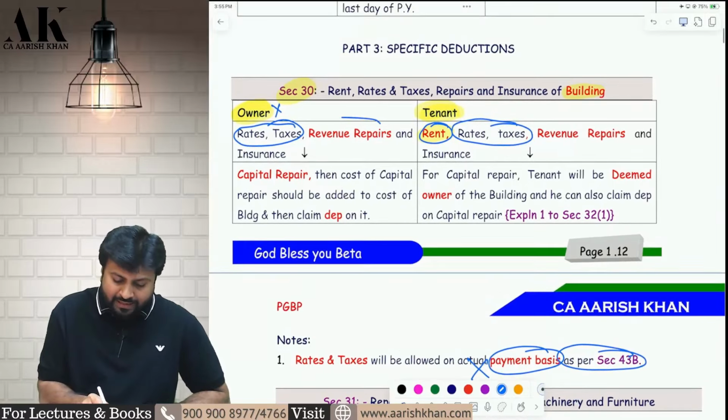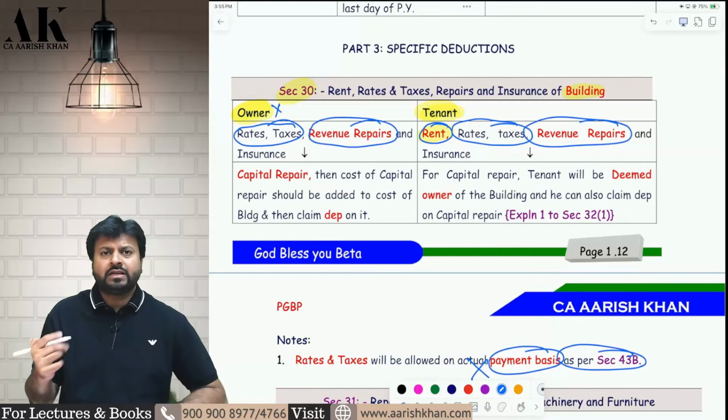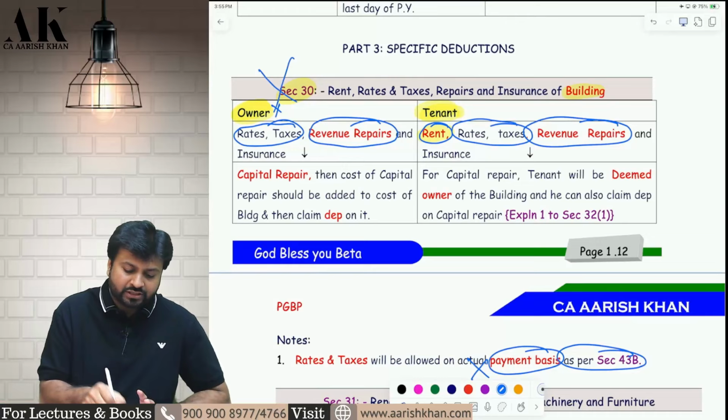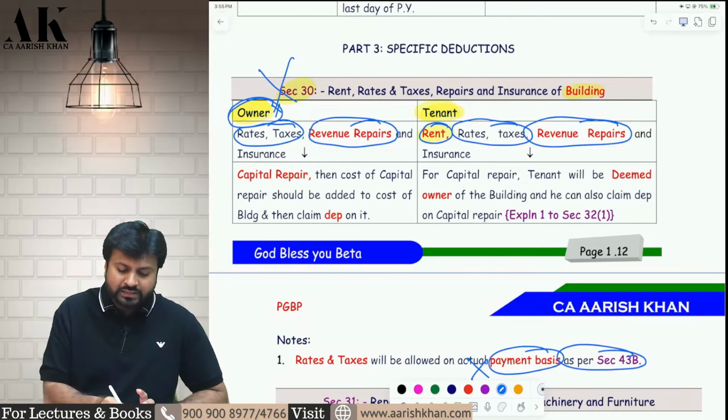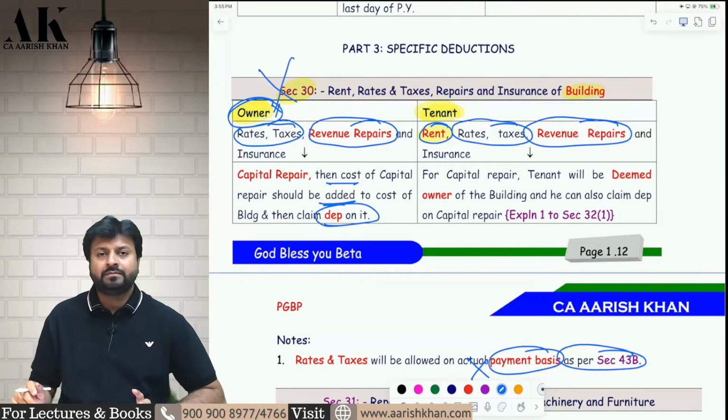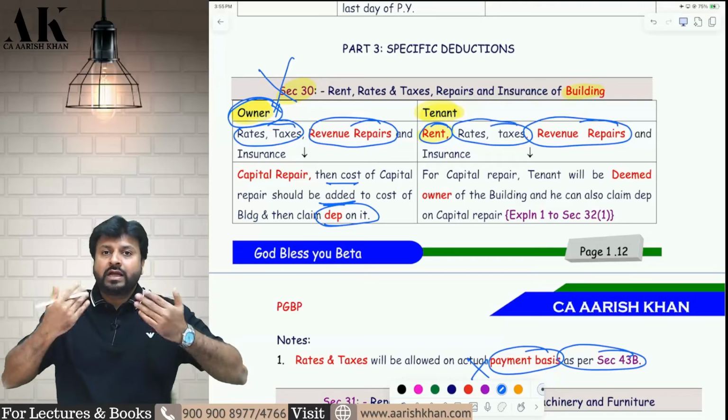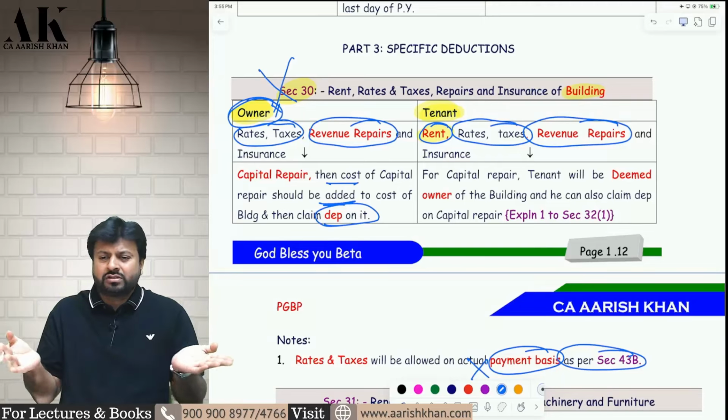As far as repairs are concerned, both will get, whomsoever will incur the repairs will get, but only revenue repairs are allowed. Capital repairs are not allowed under section 30. Only revenue repairs. If an owner is incurring a capital repair, he can add to the cost of asset and claim depreciation. Okay, I am an owner of a building. I am doing a capital repair to my building. I can add to the cost of asset and claim depreciation.